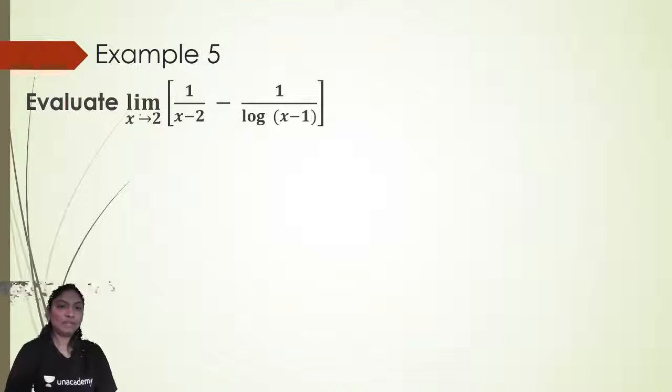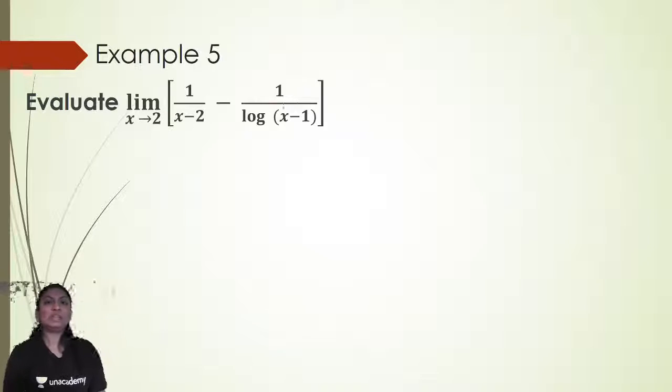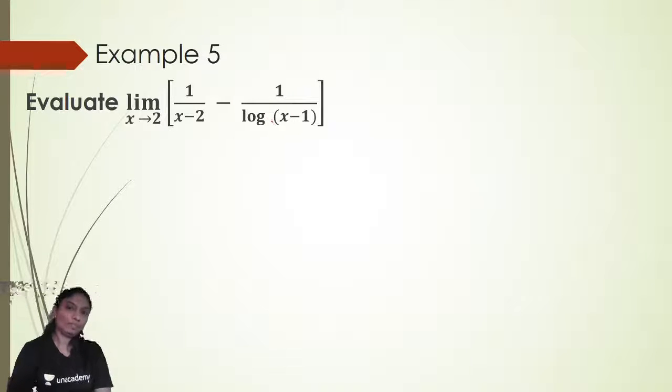Evaluate the limit as x tends to 2 of 1 upon x minus 2 minus 1 upon log of x minus 1. So 1 upon 2 minus 2 is 1 upon 0, which is infinity. And log of 2 minus 1 is log 1, which is 0, so 1 upon 0 is infinity. So that is infinity minus infinity form.